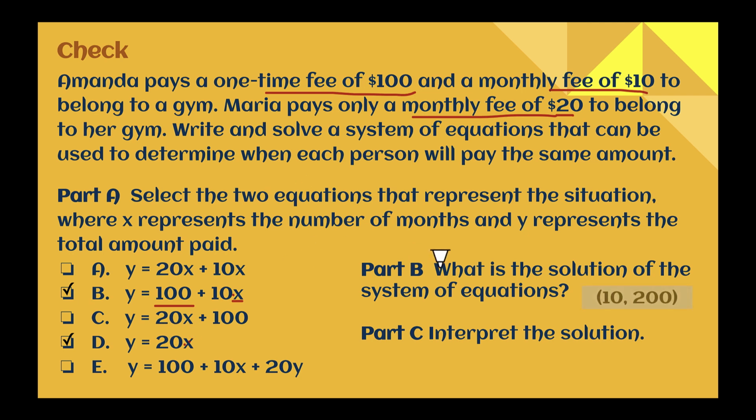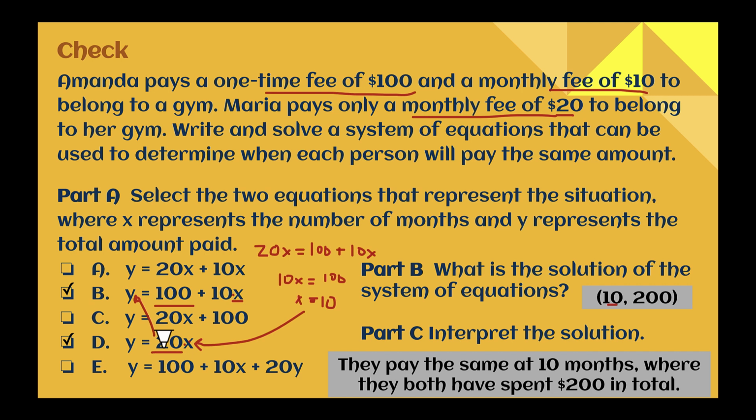What is our solution? You should have found that it was (10, 200). For this one, since I don't have a graph readily available, I'm going to use substitution. When I do that, if I take one equation and plug it in for the variable of the other, I end up with 20x equals 100 plus 10x. Subtract 10x from both sides, I get 10x equals 100. So x is 10. I'm going to plug it in to my shorter equation. 10 times 20 is 200.